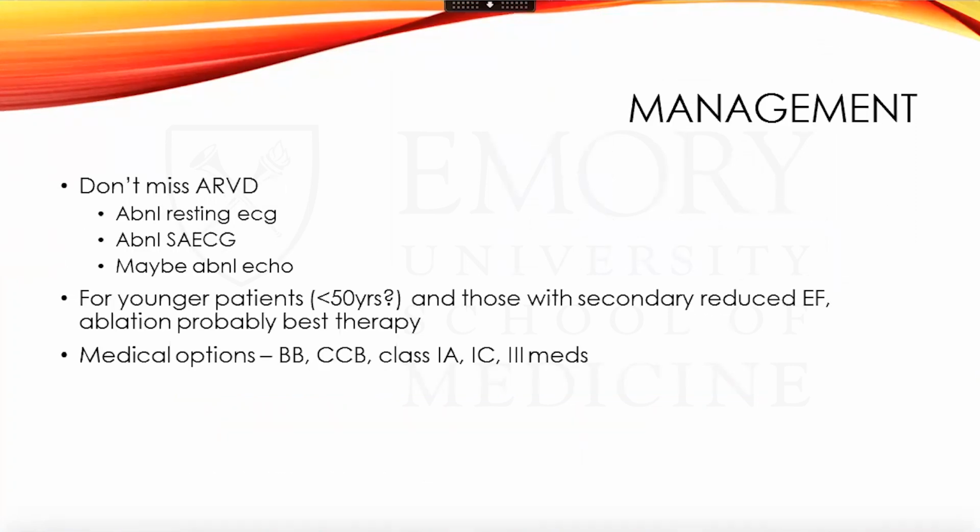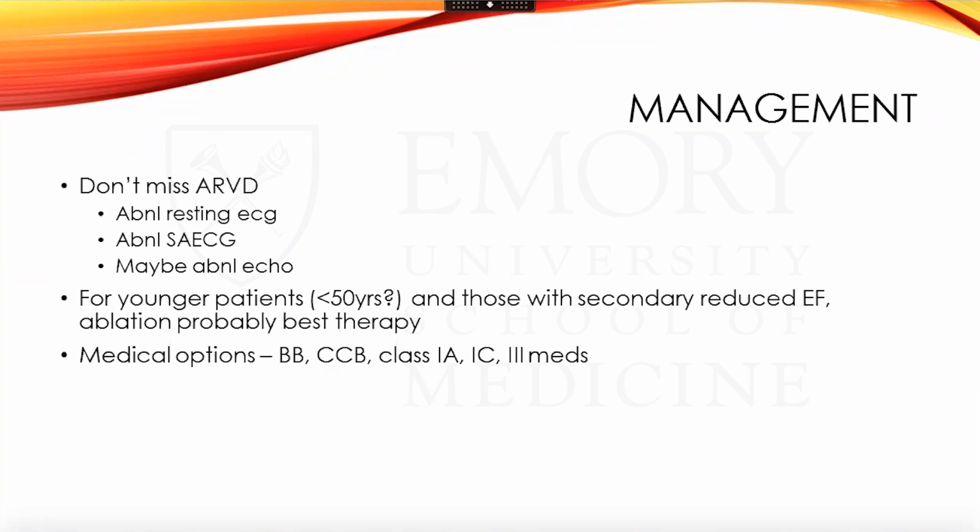The management here of outflow VT is essentially beta blocker, calcium channel blocker, and then you can use any of the antiarrhythmic meds, 1As, 1Cs, 3s. So that's sotalol, amio, flecainide. I typically start with a beta blocker and use verapamil as a second line agent before contemplating flecainide.